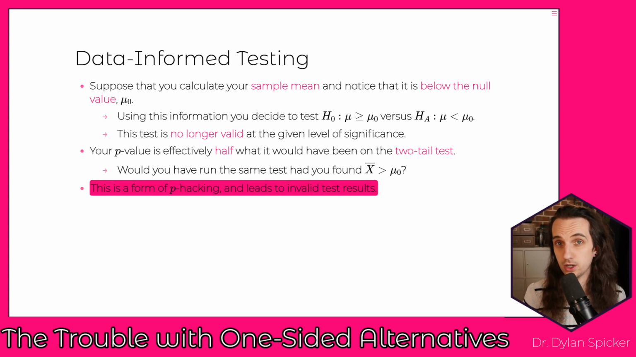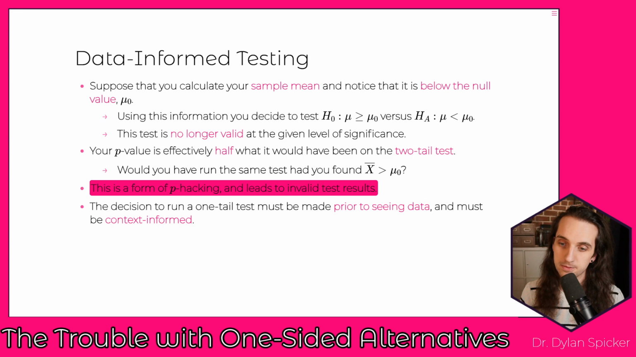Okay, it's what we call p-hacking. P-hacking is going to be any process by which you artificially deflate the p-value based on the choices that you're making as a researcher here. Okay, so the decision to run a one-tailed test should have been made prior to seeing the data, and it should be informed by the context. You should really only care about one of the tails, and you decide to do that in advance.